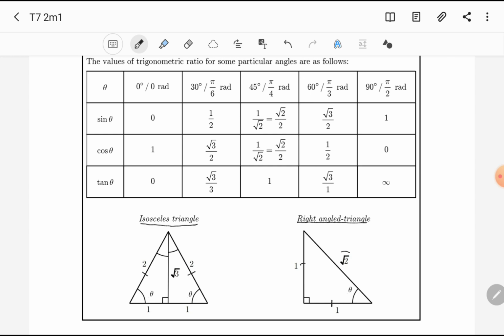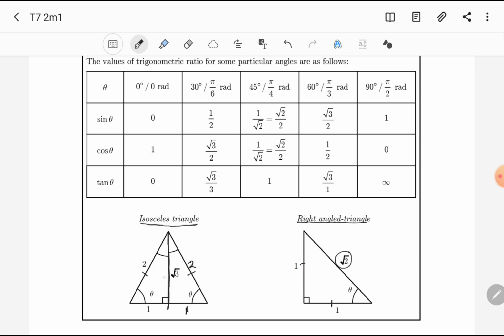And how to get the hypotenuse? Kita guna Pythagorean theorem, which is 1 square plus 1 square and square root. So kita akan dapat square root 2. Okay, so dan sini pula we have 2 to the side and 2 we divide into 2 equals right angle triangle. So dia akan jadi 1 kat sini. So sini 2 tadi kan.